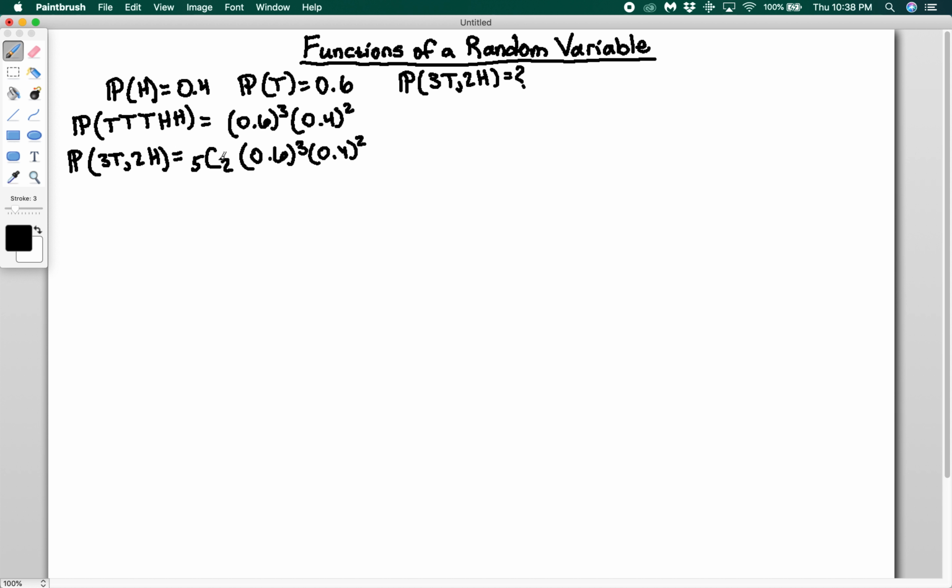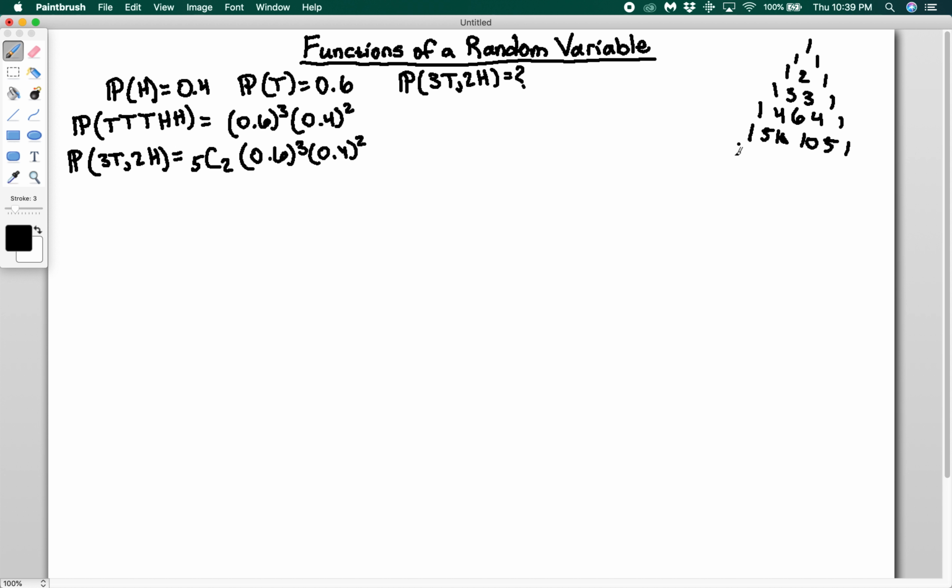Now, you might ask here, well, why do 5 choose 2 instead of 5 choose 3? Couldn't we choose 3 slots to be tails? Yes, we could. And because of Pascal's triangle, 1, 1, 1, 1, 2, 1, if we go down to row 5, you can see that 5 choose 2 and 5 choose 3 are the same. And that's always going to be the case.